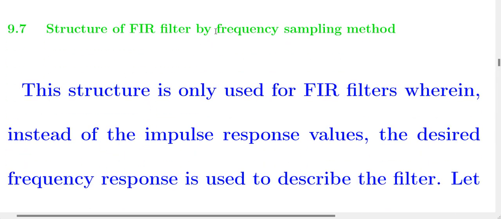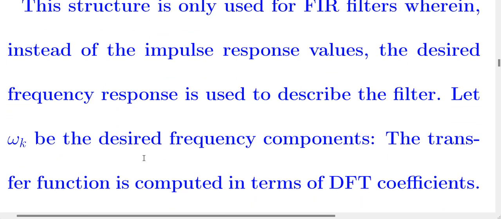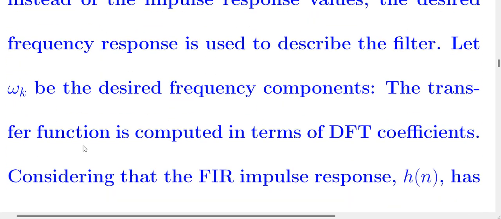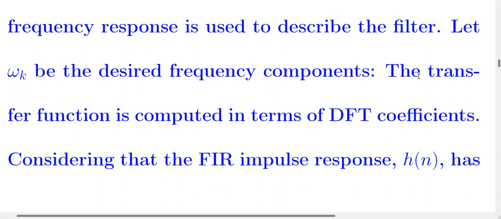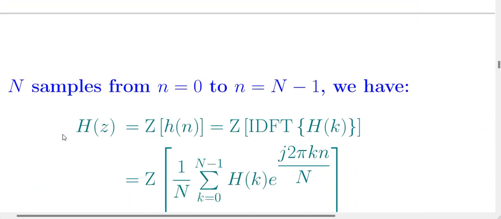Now, structure of FIR filter by the frequency sampling method. This structure is only used for FIR filters wherein, instead of the impulse response values, the desired frequency response is used to describe the filter. Let omega k be the desired frequency components. The transfer function is computed in terms of DFT coefficients, considering that the FIR impulse response, denoted as h(n), has N samples, n from 0 up to N minus 1.